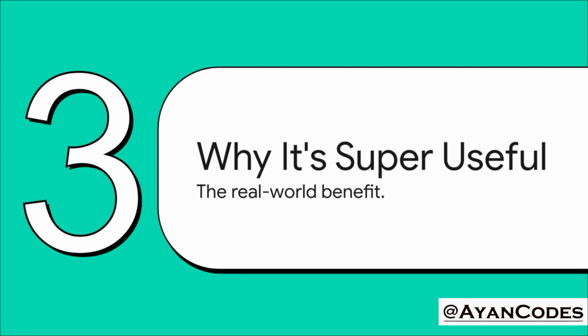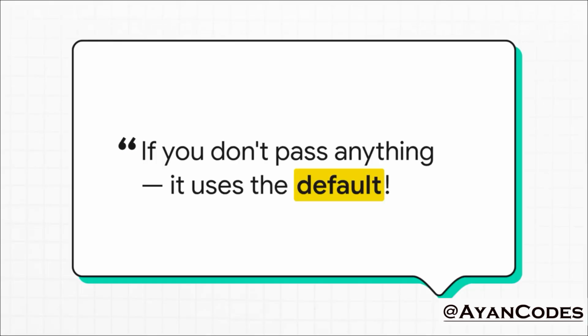So we've covered the how, but let's get into the why. Why is this tiny feature actually so incredibly useful in your day-to-day coding? What's the real benefit here? It all boils down to this one simple, powerful idea. That's the heart of it. If you don't give it something, it uses the default you provided. It's a safety net that makes your code so much more robust.